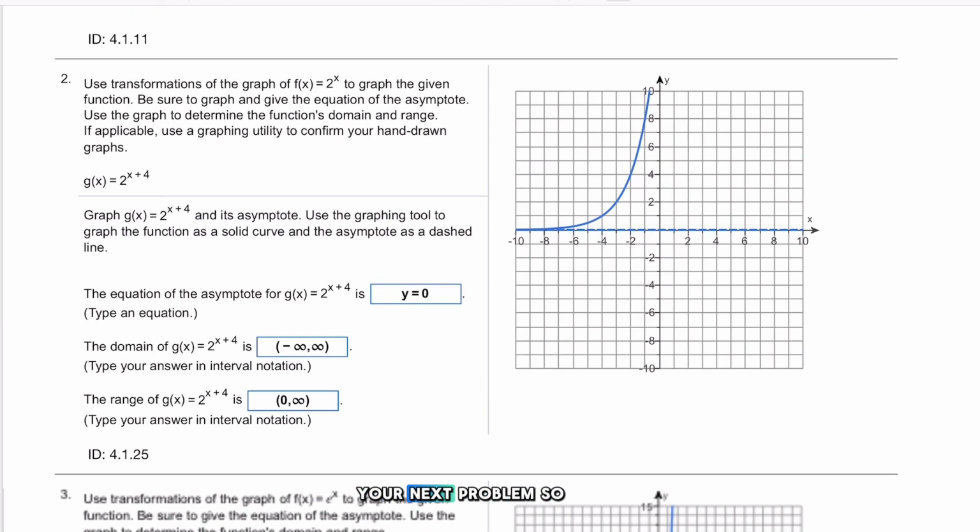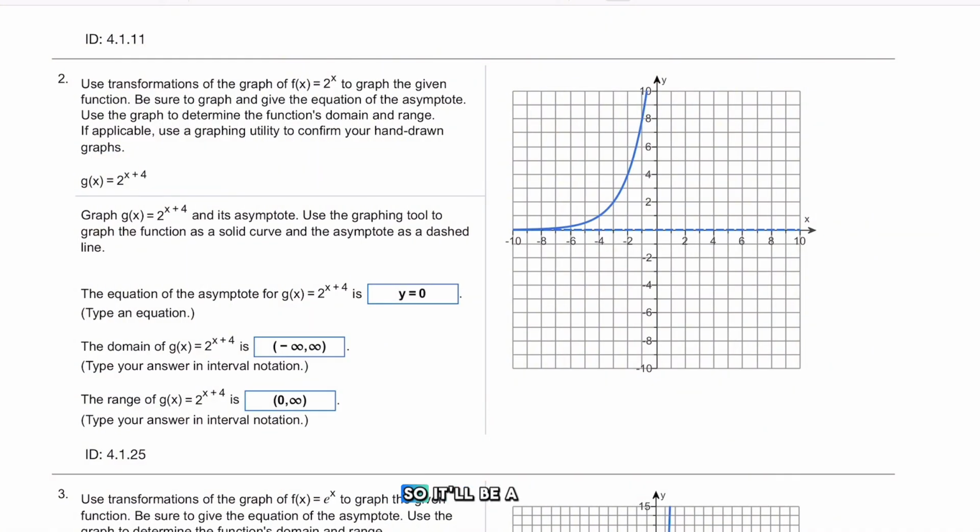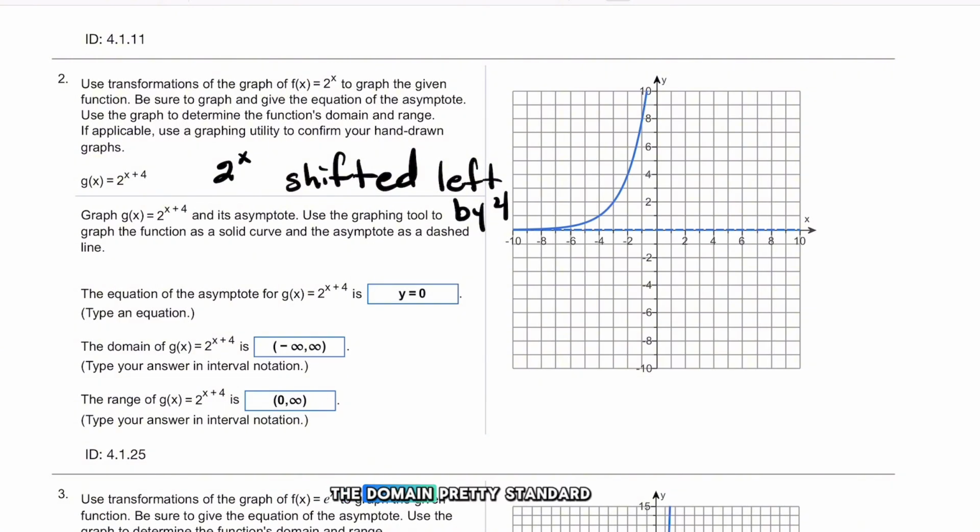And then you have your next problem. So it'll be some form of this. So it'll be a base taken to an expression, x plus 4. And then almost every problem has the same kind of asymptote. So you're just shifting the graph of 2 to the x to the left by 4. And then you have your asymptote at y equals 0. The domain, pretty standard. And then also to plot your points, you can just use a table again.